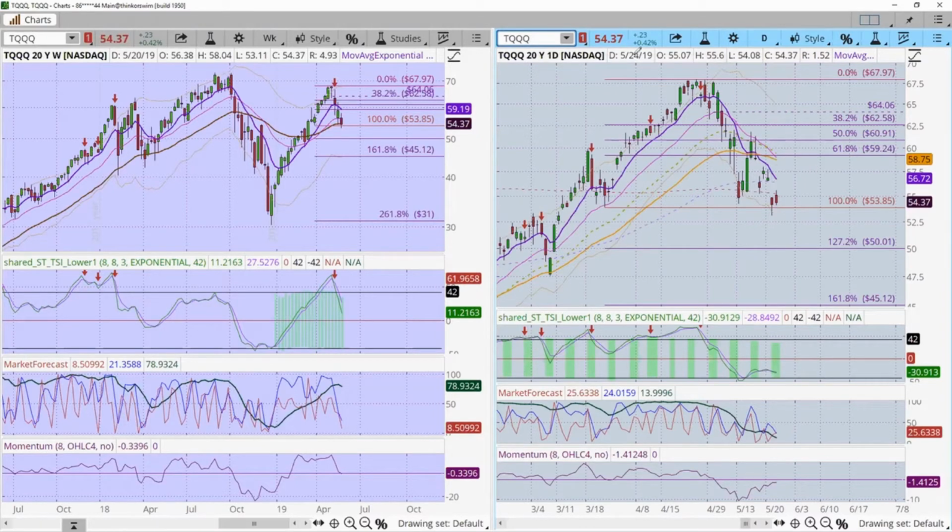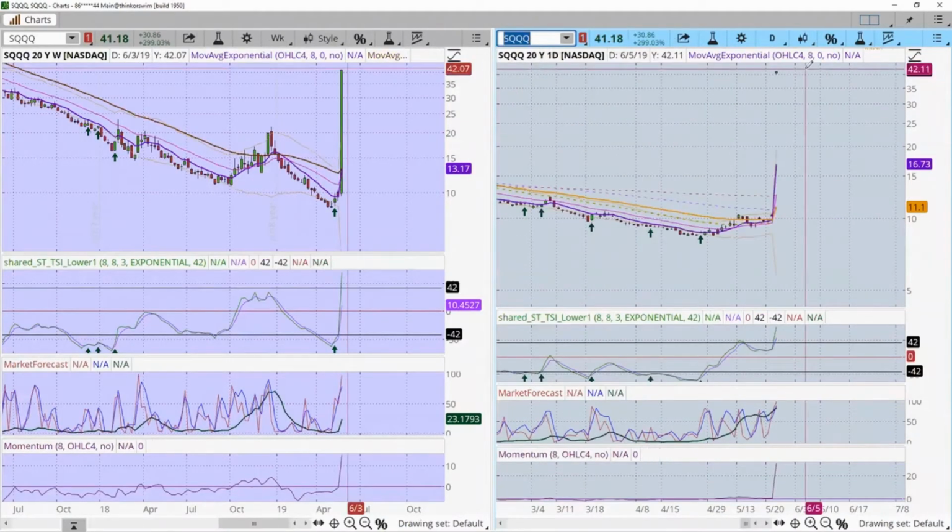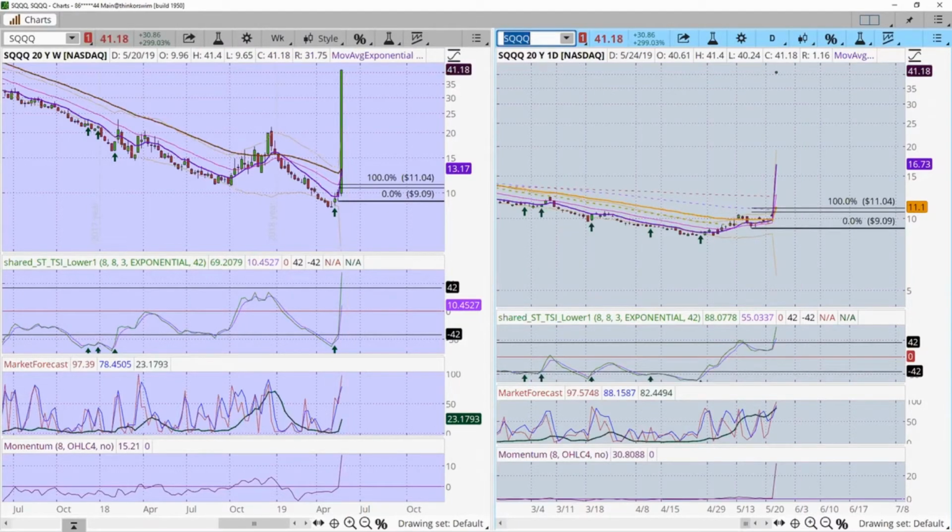Once it gets up into this area, this is where you may want to take a look at your buddy SQQ. Excuse me. That doesn't look right. Oh, you know what they did, dadgummit.